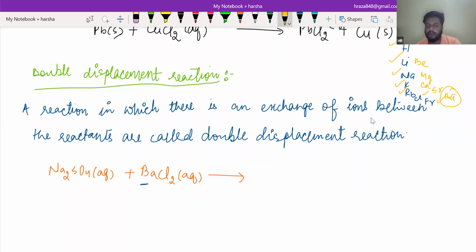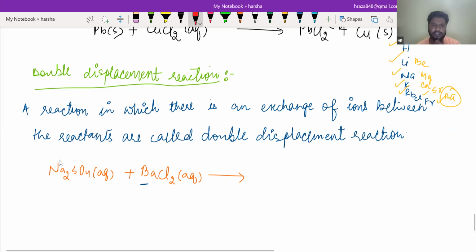These all are metals, and we also know that metals are electropositive elements. How do we define metal? Metals are electropositive elements, that means metals can easily lose electrons, and non-metals are electronegative elements, which gain electrons. Is that clear, everyone? Yes, sir.